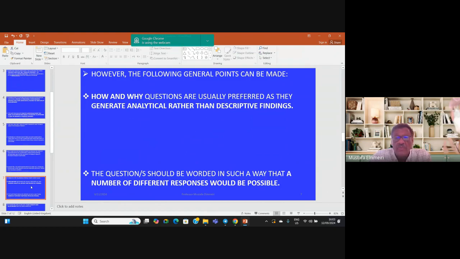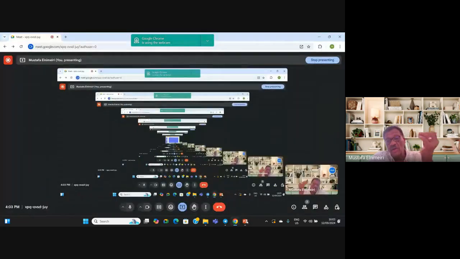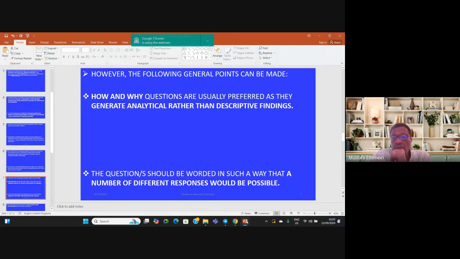However, the following general points are important. Usually, how and why questions are preferred, as they generate analytical rather than descriptive findings. And when you formulate questions in the form of to what extent and why and what are the reasons behind these, these are important for the readers and for the investigator because they are of analytical nature, rather than, for example, questions like yes or no or other types of question. The question or questions should be worded in such a way that a number of different responses would be possible, and this is important also.